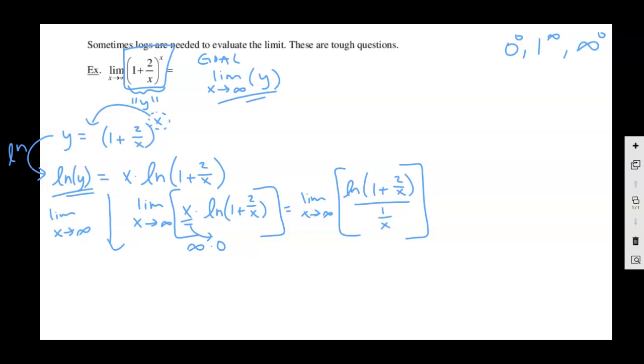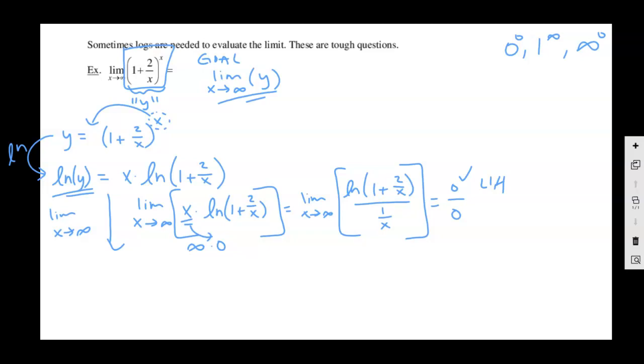Now if I tried to plug it in, 2 over infinity is 0, 1 plus 0 is 1, ln of 1, so that's 0. But now 1 over infinity, that's 0. So now that is L'Hopital eligible. Now I'm able to use L'Hopital's rule because it's one of the nicer indeterminate forms.